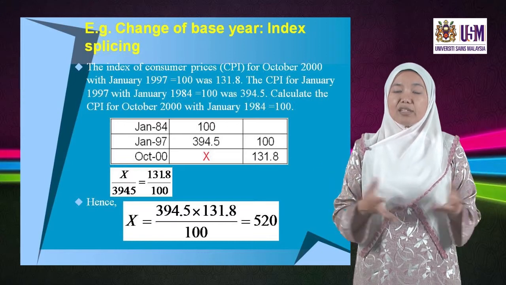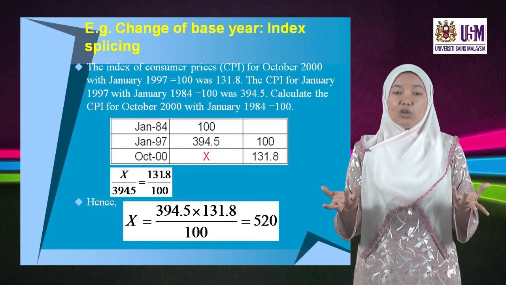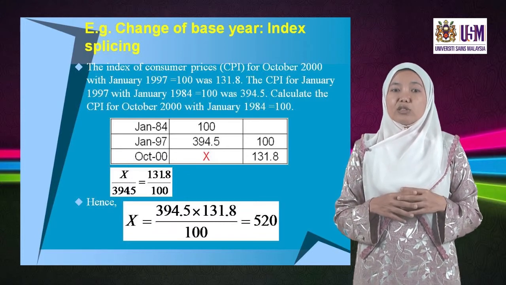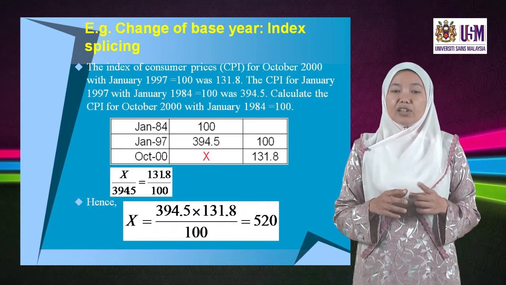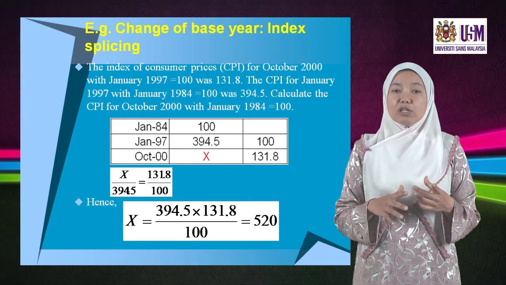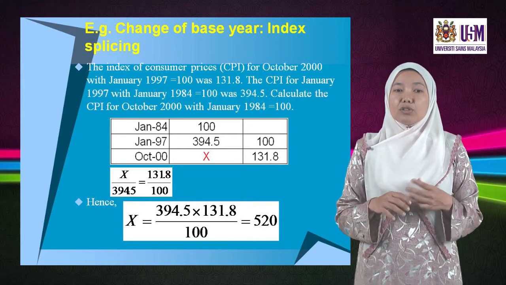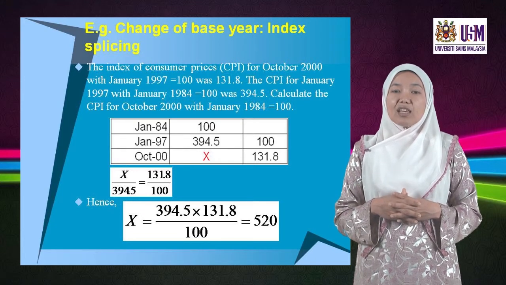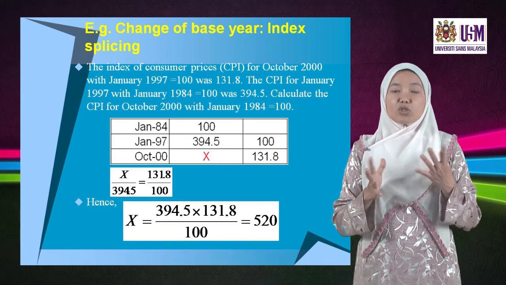So simple mathematics, X is the unknown, you know the rest, you move things around a little bit, so X is equal to 394.5 multiplied by 131.8 divided by 100. So you get an index of 520. In this case, this is an example of index splicing.